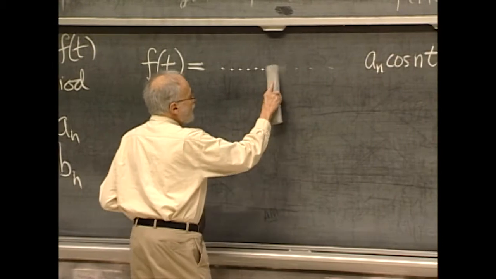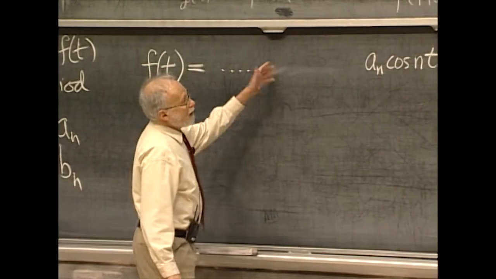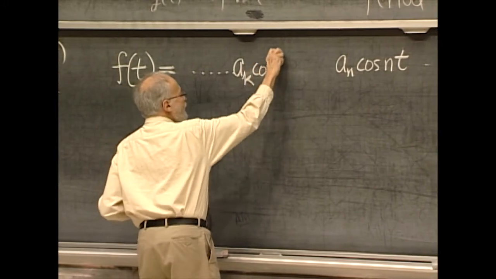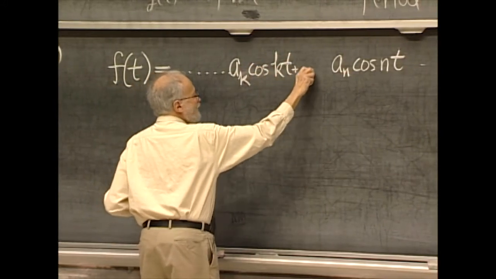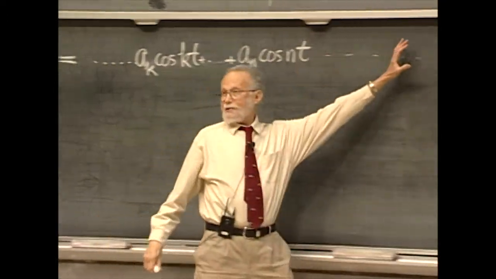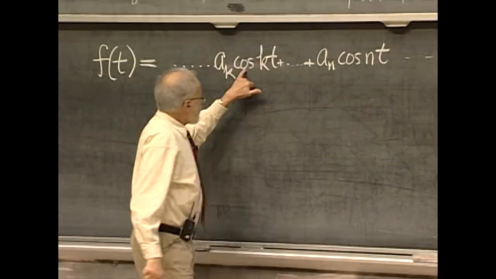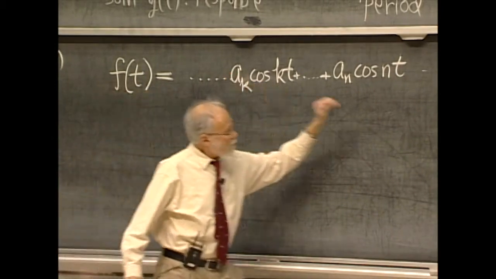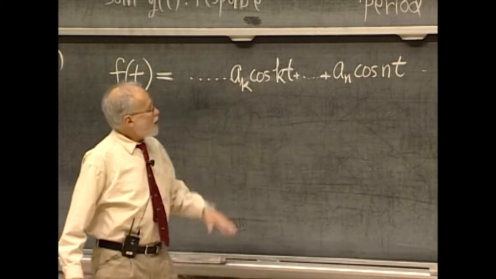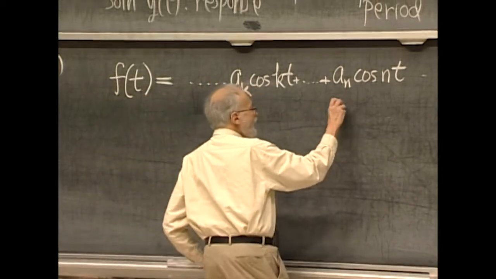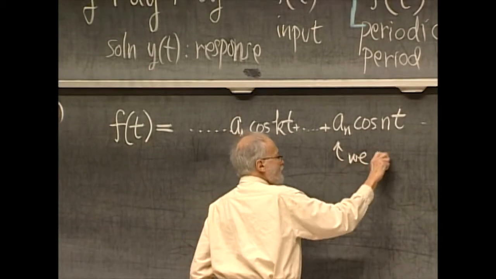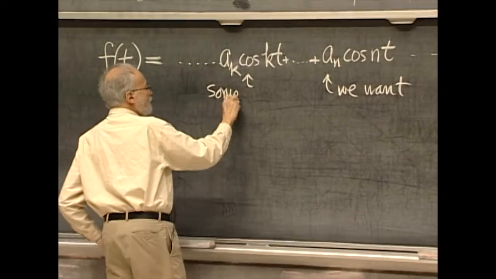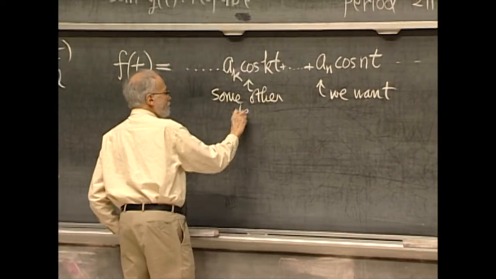And now, to make the argument, I've got to put in one more term here. So I'm going to put in ak cosine kt. I don't mean to imply that k couldn't be more than n, in which case I should have written it here. I could equally well have used bk sine kt here, and I could have put it there. You know, this is just some other term. This is the an, this is the one we want, and this is some other term. Okay?